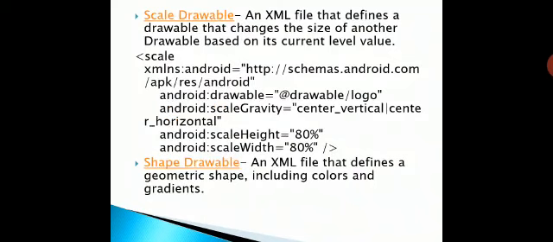Then the other one is the scale drawable. Scale drawable is actually an XML file that defines a drawable that changes the size of another drawable based on its current level value. That is, if the drawable is actually having a size, for example, 10%. Then if the size is 10, and you have specified it as a scale drawable, then you can change the size of the drawable.